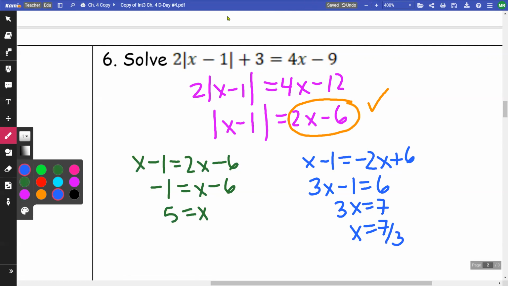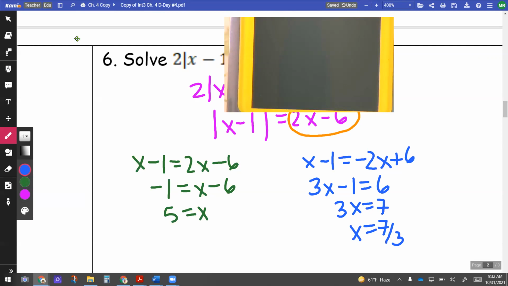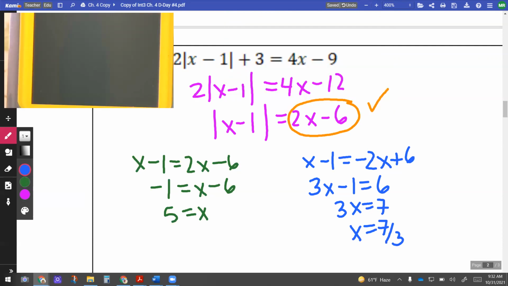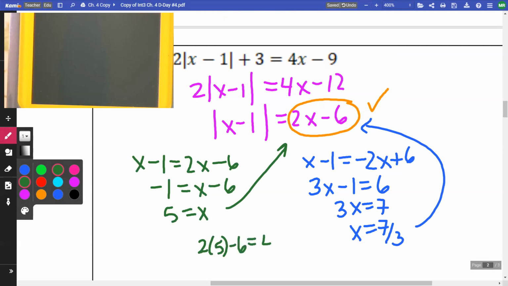So I'm going to be putting both of these into the equation to see if it makes it true or false. And I'm going to be taking each of them into here. Okay. Now, when I do the first one into here, 2 times 5 minus 6, that's going to be a 10 minus 6, which is a 4. So this one's going to be okay.